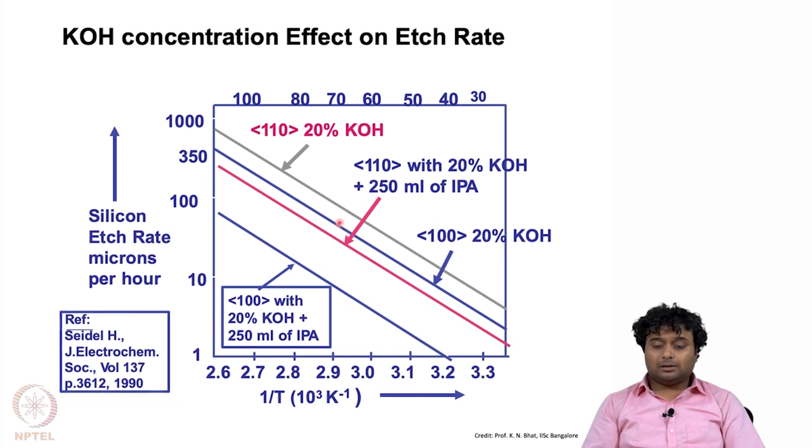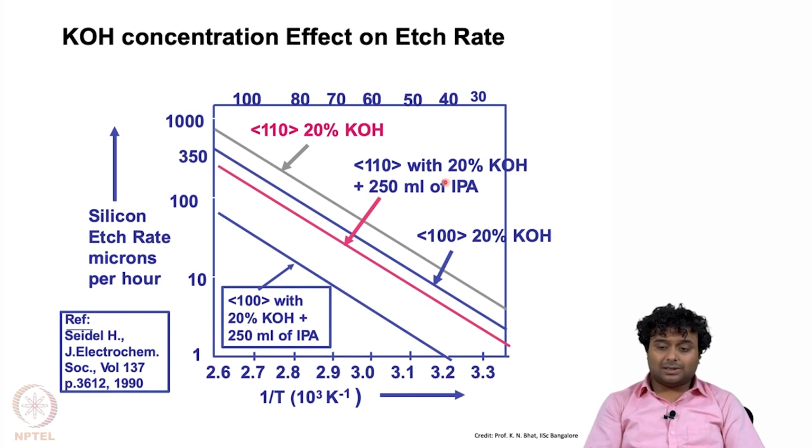And if we now use the same condition for the 110 plane, the same 20% KOH without IPA, then the 110 plane also has the highest possible etching rate. It is higher than all the other cases. So there you can see that KOH concentration is already a parameter we discussed in the previous slide, but the IPA, the temperature, and the directionality, meaning which direction we are etching, are all different parameters for controlling etching rate.